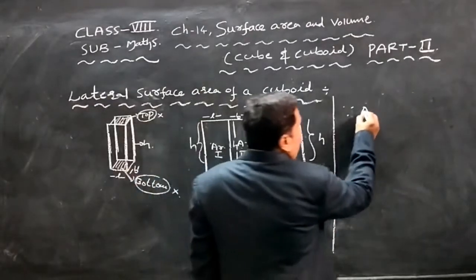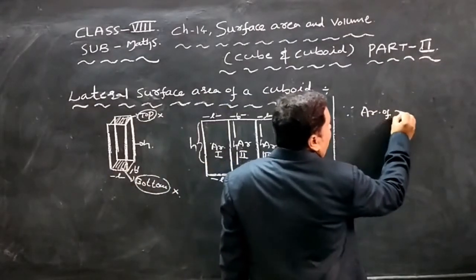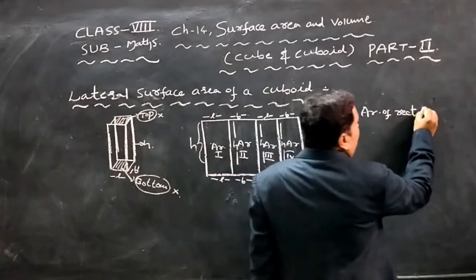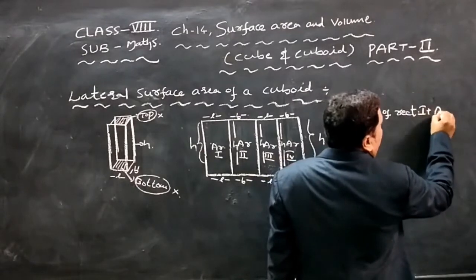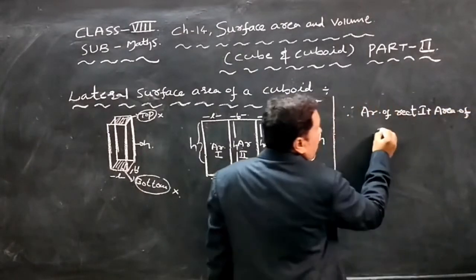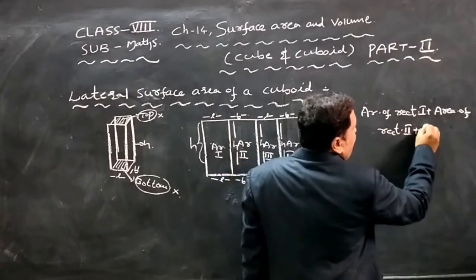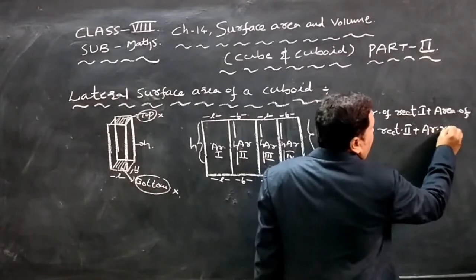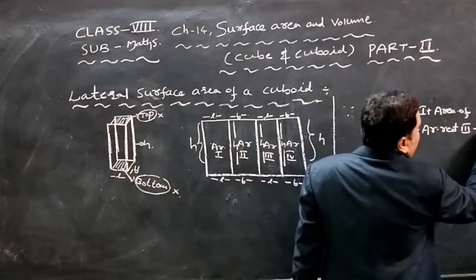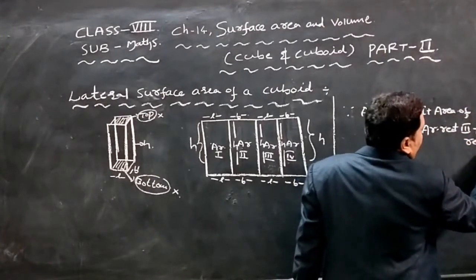So the lateral surface area is the area of rectangle 1 plus the area of rectangle 2 plus the area of rectangle 3 plus the area of rectangle 4.